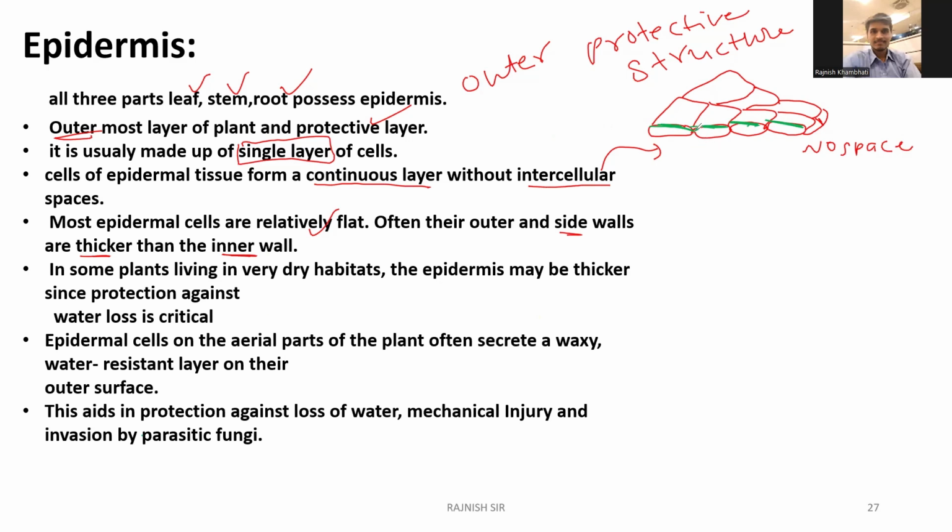And also side wall. Side walls means this side wall. This is a side wall. The wall which is touching to each other is side wall. So these walls are thick, but other walls are thin.